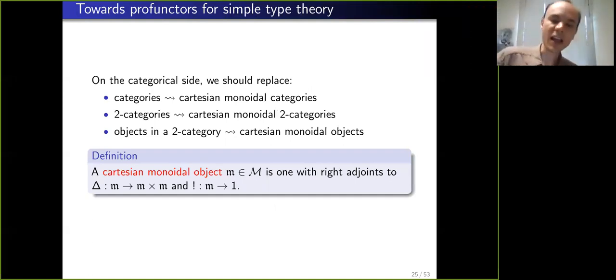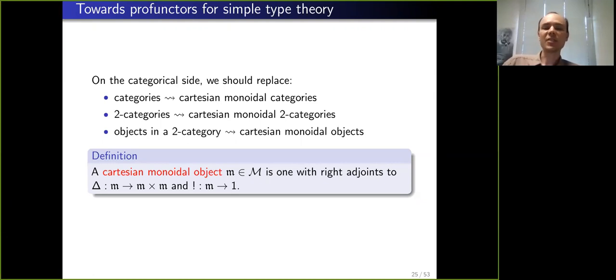On the categorical side, it's a little bit more complicated to see what's going on. We have to replace everything by something with a monoidal structure. In the case of ordinary simple type theory with Cartesian structure, with contraction and so on, we give it Cartesian monoidal structure. So our categories are now going to be Cartesian monoidal categories. Our two categories are going to be Cartesian monoidal two categories. And even the objects in our two categories are going to be Cartesian monoidal objects.